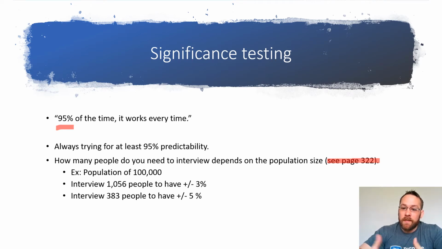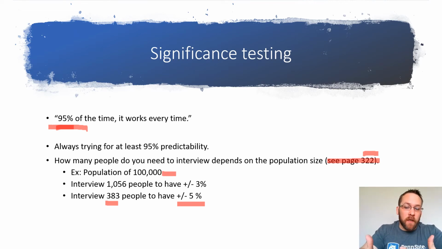But there's a chart that says if the population you're trying to generalize to is, let's say, 100,000 people, let's say that there are 100,000 voters in Delaware County, the chart on 322 will tell you that in order to get to 95% significance testing, which means you're within plus or minus 5%, you have to interview at least 383 people.